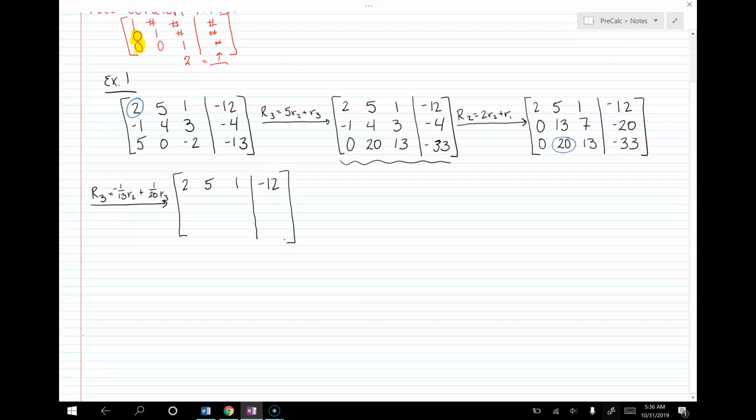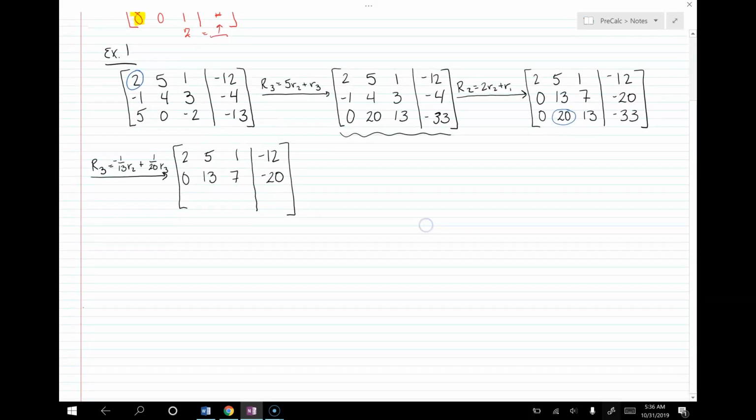And then we get 0, because this isn't changing yet, 13, 7, negative 20. Okay, for those of you that need to see what's going on. 0 times negative 1/13 plus 0 times 1/20 is going to give us 0. For the second element, we have negative 1/13 times 13 plus 1/20 times 20. So that gives us negative 1 plus 1, because these are going to reduce, and that's how I get the 0 in the second element of the third row.